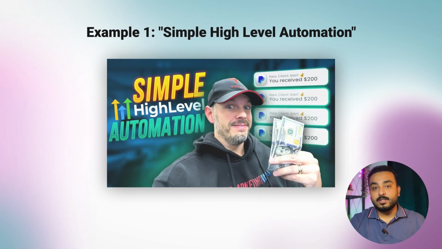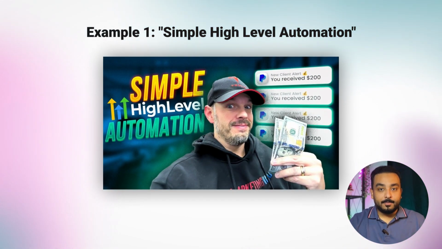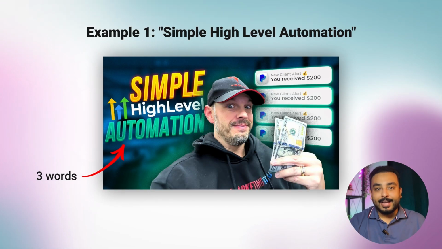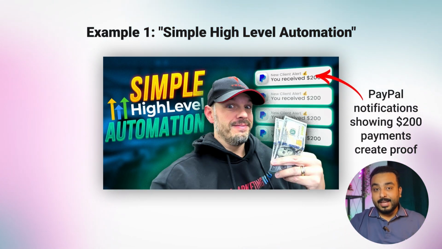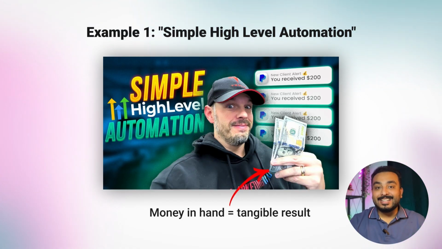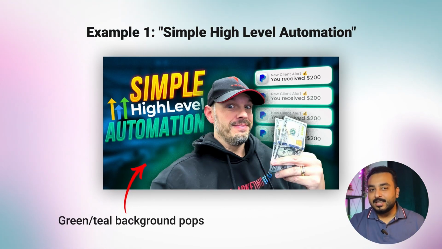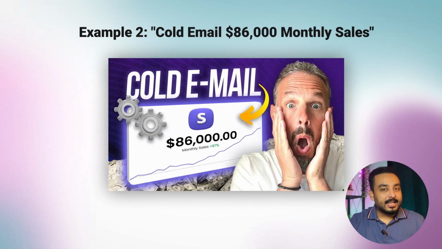Example 1. This is for a title called Simple Go High Level Automations. What works? Three words, simple high level automation. PayPal notifications showing $200 payments create proof, and money in hand suggests a tangible result. Green teal in the background made it pop. So here's the next example.